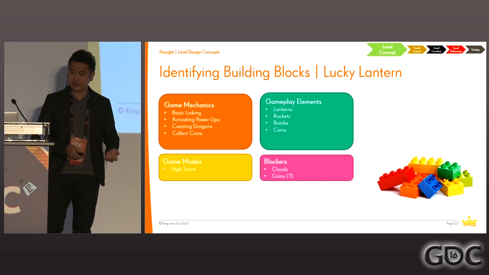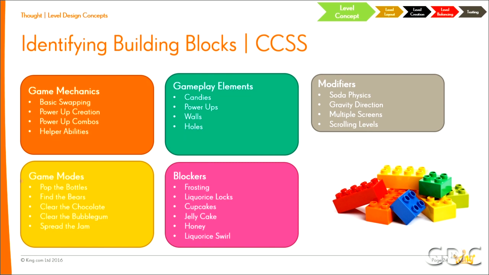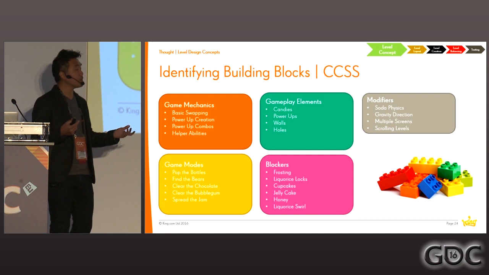If you use the same model to analyze one of our other games, this is from Candy Crush Soda. So the game mechanics in Candy Crush Soda, like basic swapping, creating power-ups by creating matches of 4 or 5, for example, power-up combos when you match 2 power-ups together, or if you're late enough in the game, there are helpers as well, like Sprinkle Shell, I think past level 250.